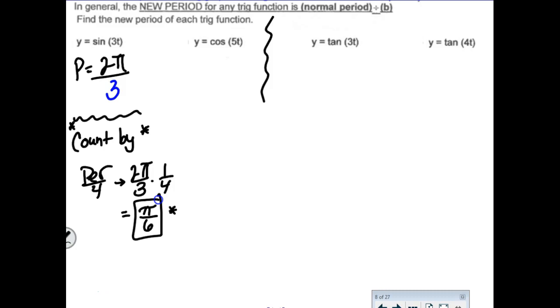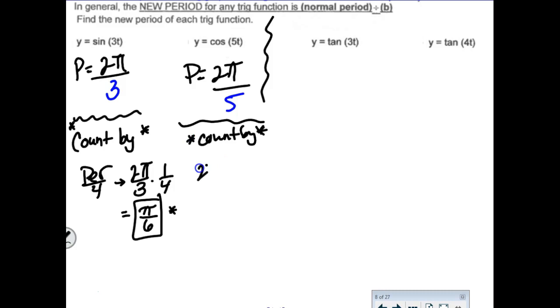Okay. Let's talk about this next graph. It's a cosine. So the period is normally 2 pi, but it's being divided by 5. So that's kind of a weird period length, but just for funsies, let's figure out what we're going to count by. So you take this period of 2 pi over 5, and then a cosine graph would be quartered. So to quarter that, we would multiply by 1/4. So that would reduce to pi over 10.